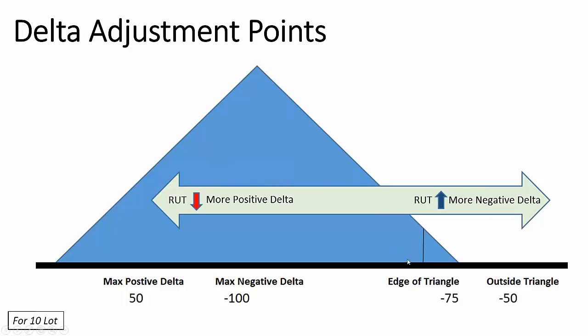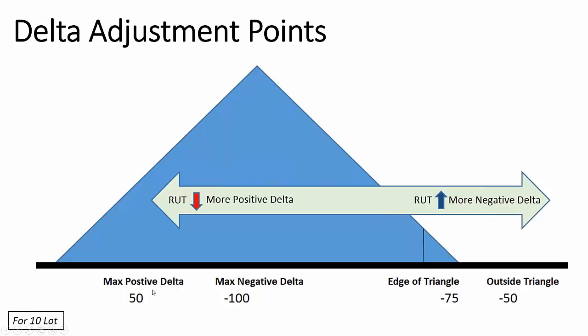In that area, in the big blue area, most of the blue, we would say we can absorb a maximum negative delta of up to minus 100. Whereas at this edge of the triangle, our maximum would be minus 75, or just outside of the triangle would be minus 50. Going in the other direction, if the RUT is going down, which creates more positive delta, our adjustment point would be if we get to a maximum, more positive delta of plus 50. So these are the only things that we'd be asking you to think about.